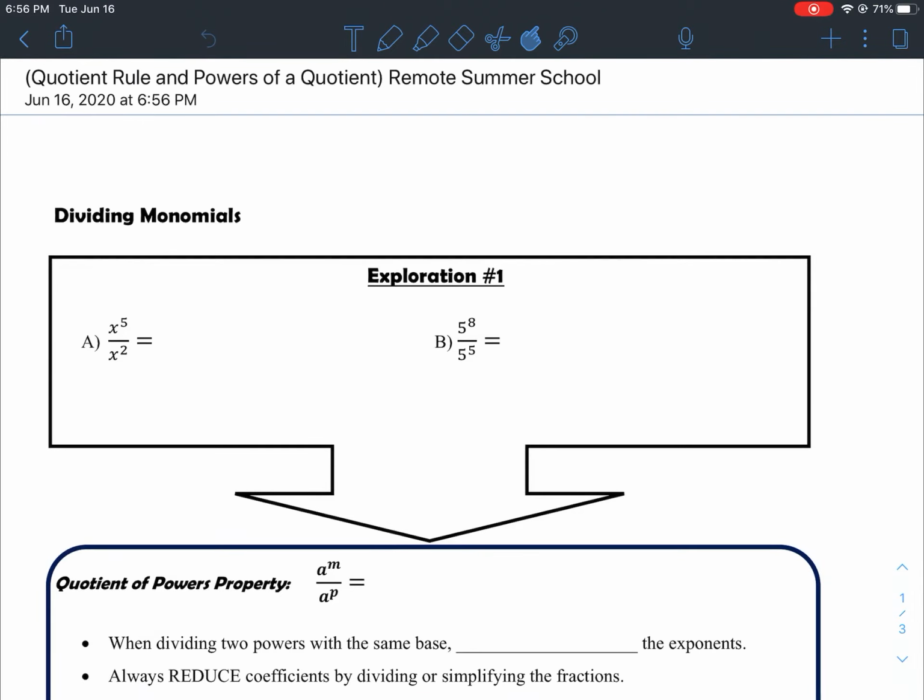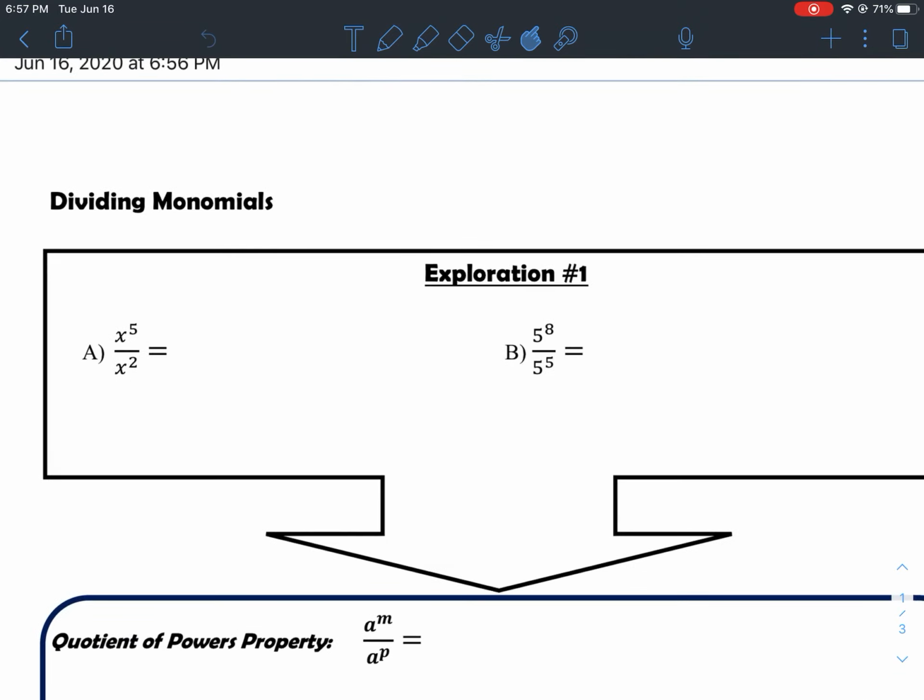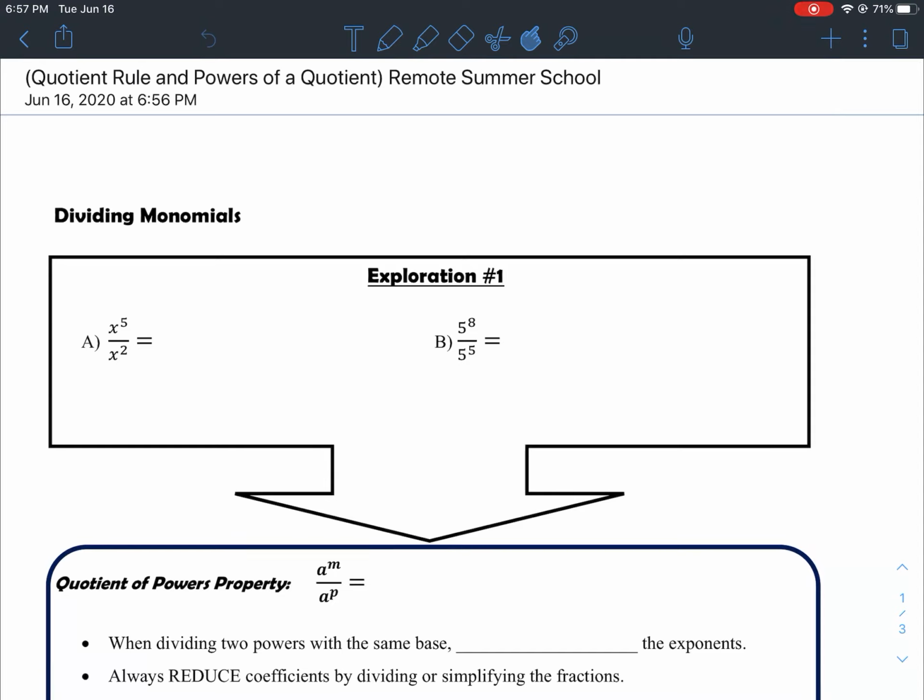Okay, welcome back everyone. Today we are going to take a look at dividing with exponents. So yesterday you took a look at the power rule and the product rule. So you looked at what happens when you're multiplying with the same base or raising something to a power. Today we're going to look at what if you have the same bases and you're dividing them.